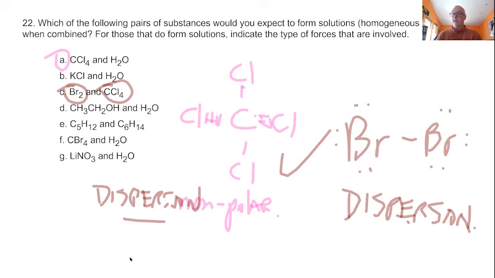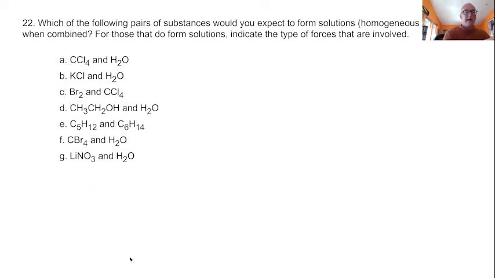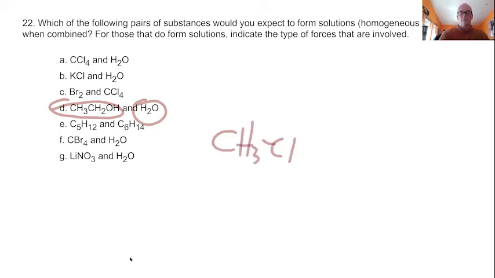So what you're looking for here is, can two molecules form similar interactions? If they can, they'll mix together, and if they can't, they won't. An example here would be methanol or ethanol. That's ethanol, and that's water. So ethanol looks like this, and we know what water looks like. So what sort of interactions can methanol make? Is it polar?